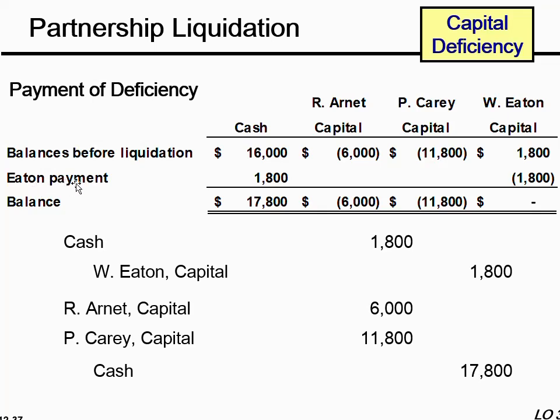So he used his personal property and he paid to the partnership. When he made the payment, the partnership gets the cash of 1,800, and his debit capital balance was removed because he paid. So when he paid, cash gets debit and Eton capital gets credit. This credit has cancelled the debit, and now Eton has nothing to do with the partnership. These claims are over. Now cash is 17,800, Arnett's claim is 6,000, and Carrie's claim is 11,800. So the remaining cash 17,800 is going to be distributed to these two partners. Their capital will be removed and the cash will be distributed.